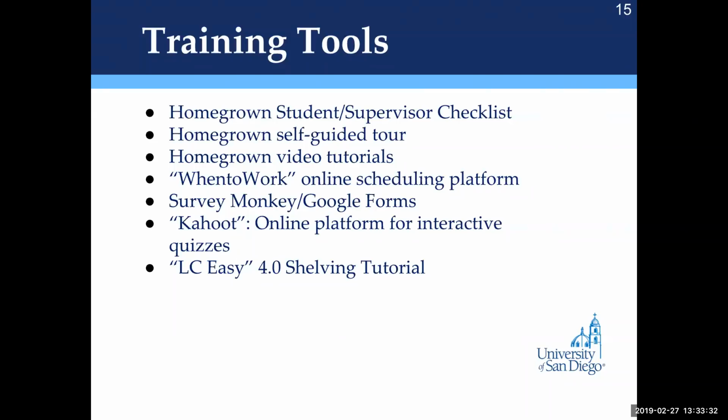And also we have the LC Easy shelving tutorial, which the Library of Congress came out with. It's at 4.0 now. Many of you are familiar with that, I'm sure. Really great tool, and we have a benchmark of 100%. We expect our students to score 100% in that part of the training. If they don't, they have to keep doing it until they do. That's a great tool for explaining the Library of Congress system to students. And they've really elevated that tool too. The original was good. 4.0 is really good. And that's from the Library of Congress.